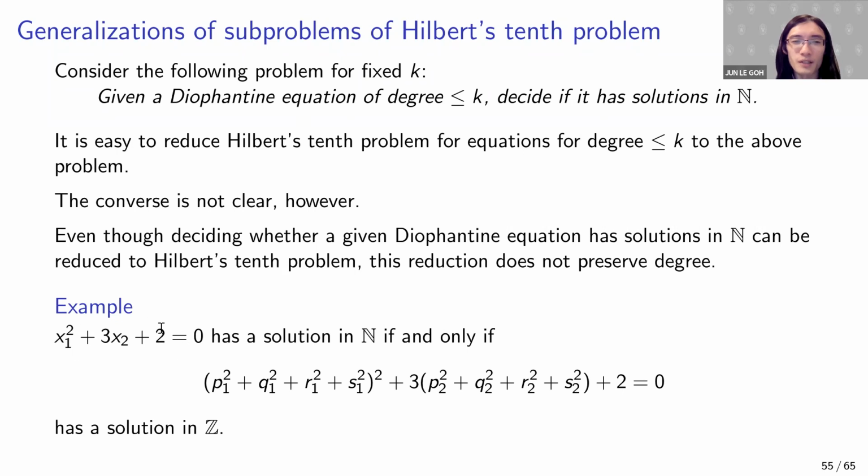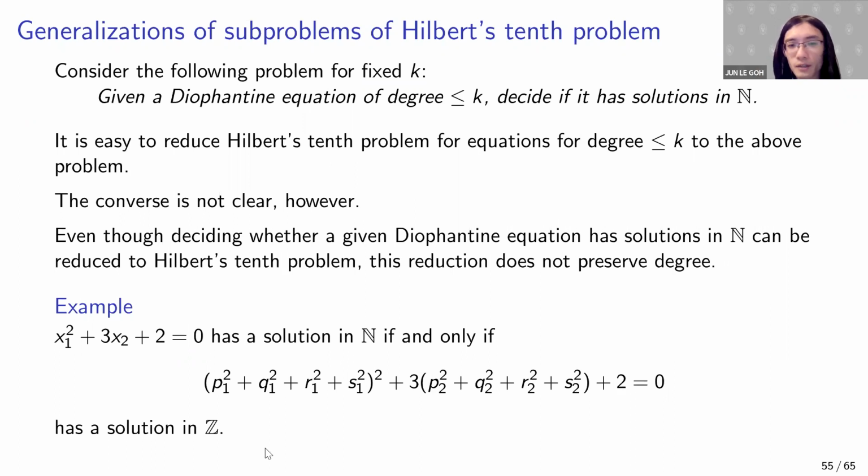So here's an example. Let's say we're interested in finding out whether this equation, x1 squared plus 3x2 plus 2 equals 0, has a solution in the natural numbers. What we can do is consider the following equation instead, and ask whether it has a solution in the integers. Here we've taken each variable and replaced it with the sum of squares of 4 variables. The reason why this works, recalling from our discussion a week ago, is the Lagrange 4-square theorem: every natural number is the sum of squares of 4 integers.